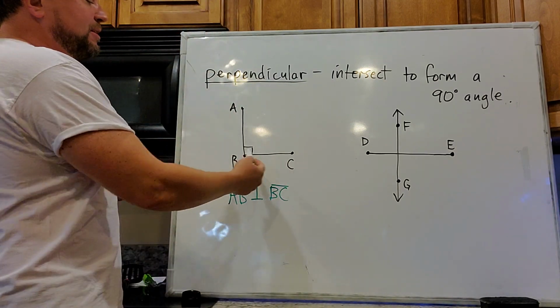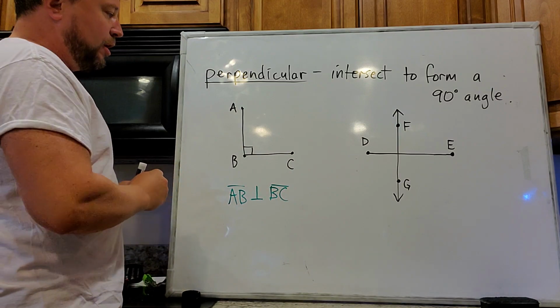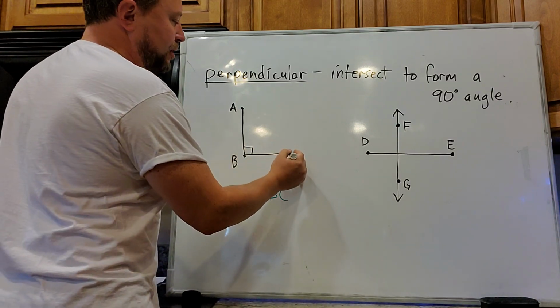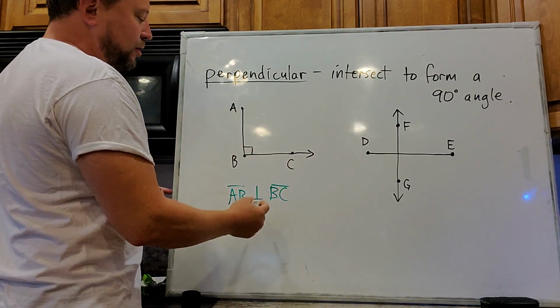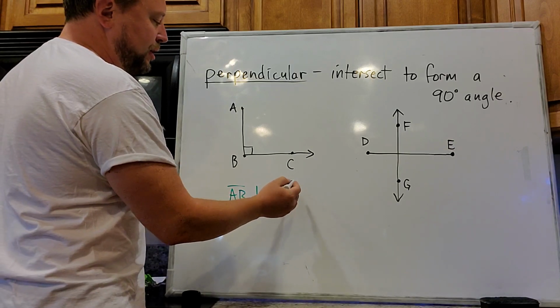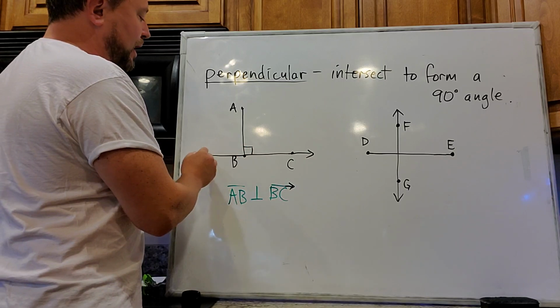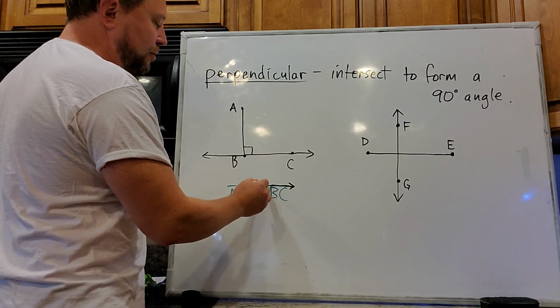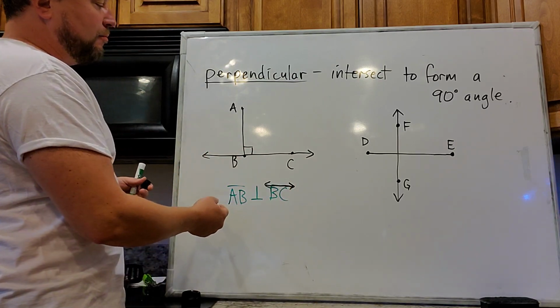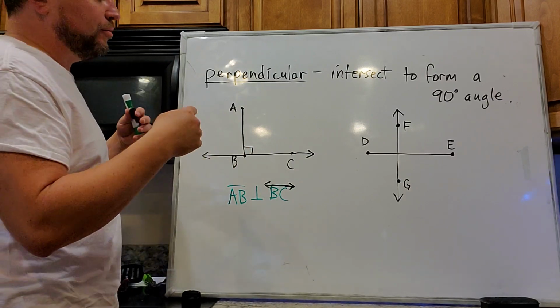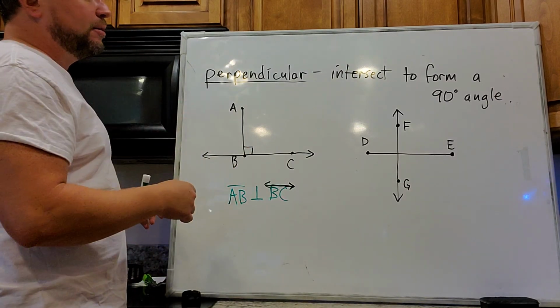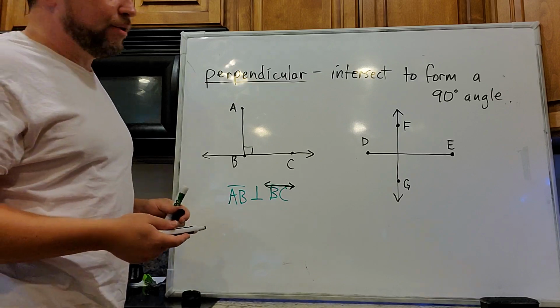It does not have to be segments that are involved. This could have just as easily been a ray. You could have had ray BC here. You could have made this into a line. You could make it line BC. So it could be lines, it could be rays, it could be segments. It could even be planes, believe it or not.